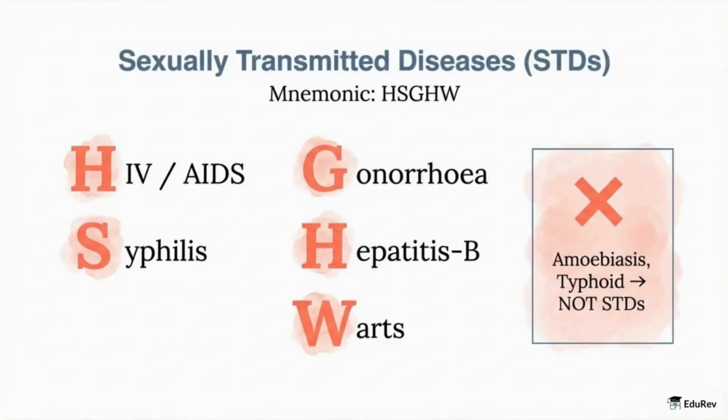When you think of sexually transmitted diseases, remember HSGHW: HIV/AIDS, syphilis, gonorrhea, hepatitis B, and chlamydia are common examples. It's important to note that not every infection is sexually transmitted. For example, typhoid is not an STD. So, recognizing routes of transmission matters for prevention and treatment.